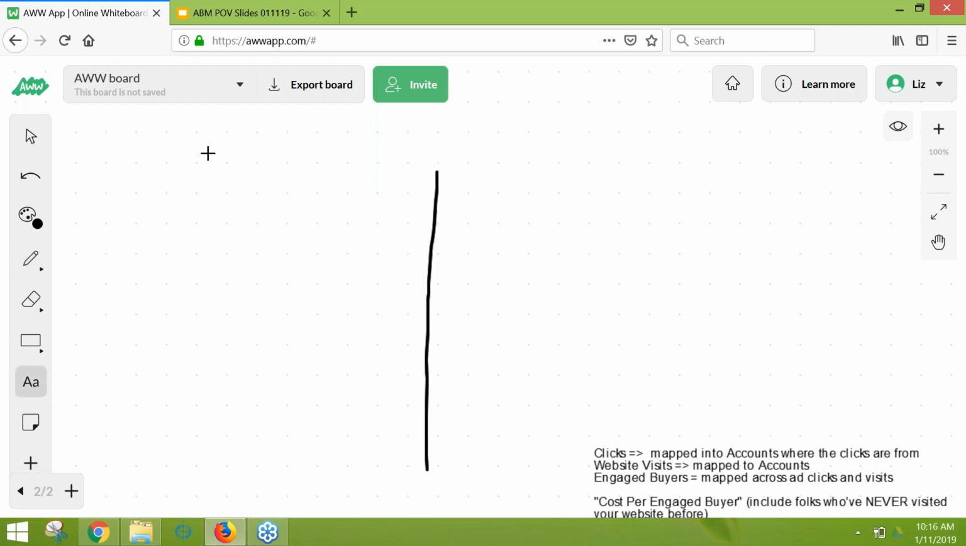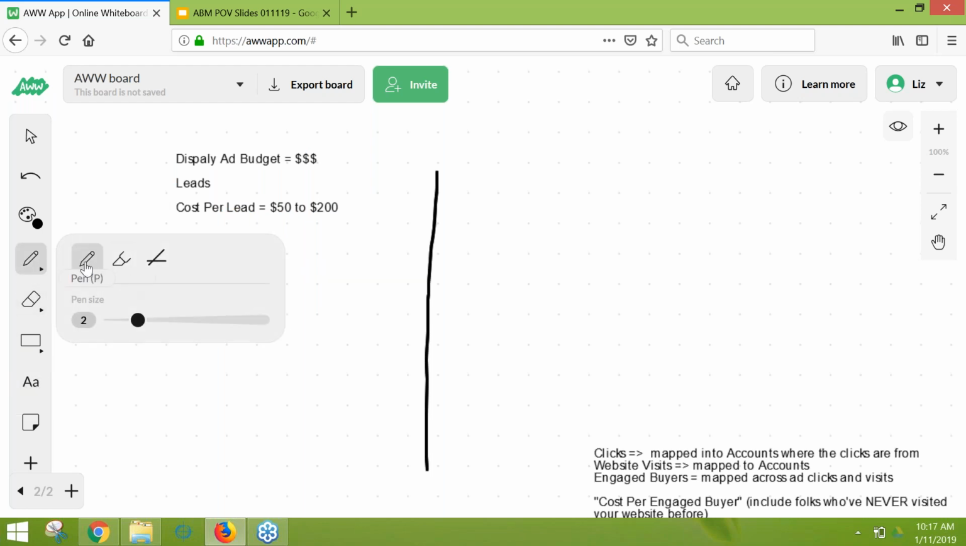The way to think about it is, if you do traditional display, you have a display advertising budget of some amount, whatever you might be looking to spend. The key outcome you're looking at is leads, a cost per lead. Just to give a broad range, this might be anywhere from, say, $50, if you get super lucky, up to $200. Display tends to be quite a bit more. But as you mentioned, Jeff, the key point to note is that a lead is not a lead in this model.